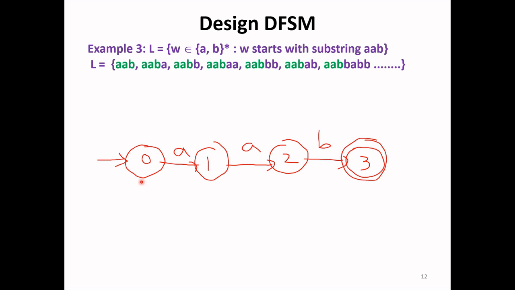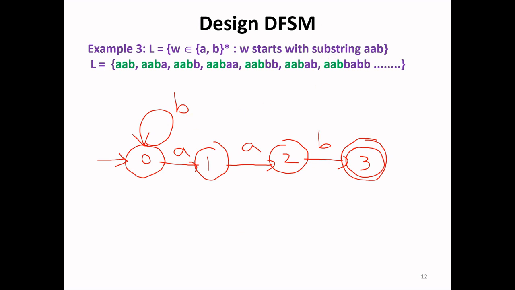Starting with state Q0, transition A going to state 1. Next is for B. Can I take a self loop? Let us see what happens if I take a self loop. If I take a self loop, then the string will start with a B, not with AAB. So the self loop will violate this language.